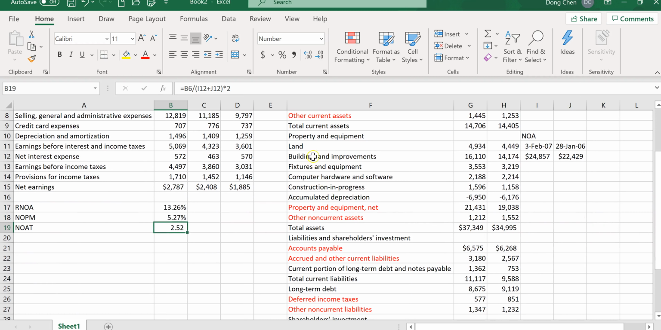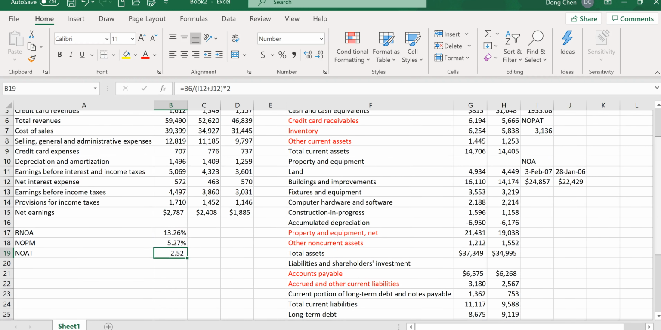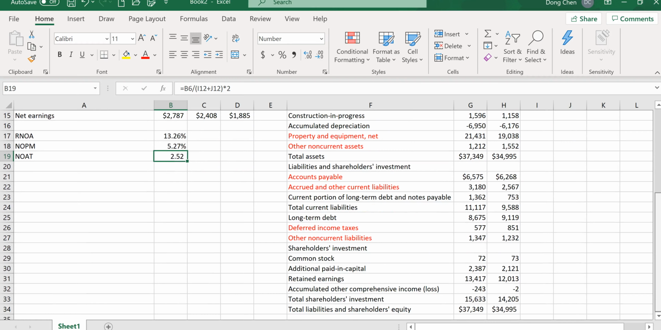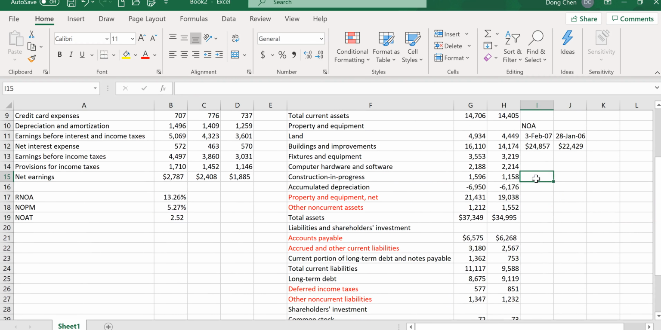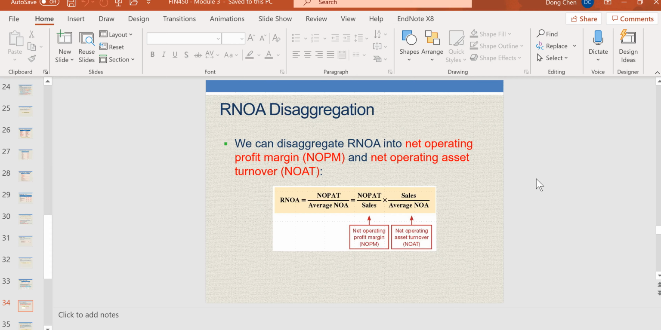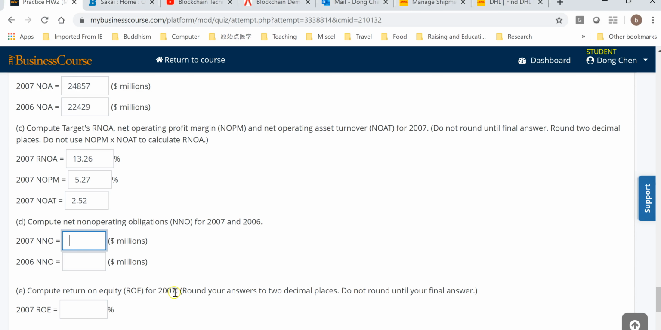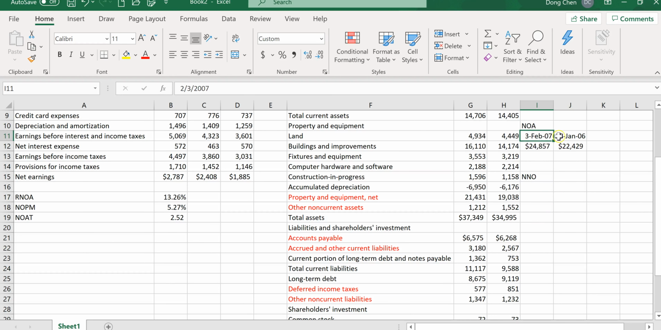So anything which is not marked in red are non-operating assets or non-operating liabilities. So let me just calculate NNO, which is net non-operating obligations. Okay, for these 2 years, we also need to calculate the numbers.